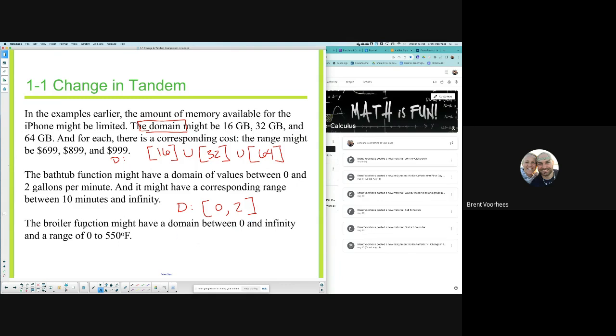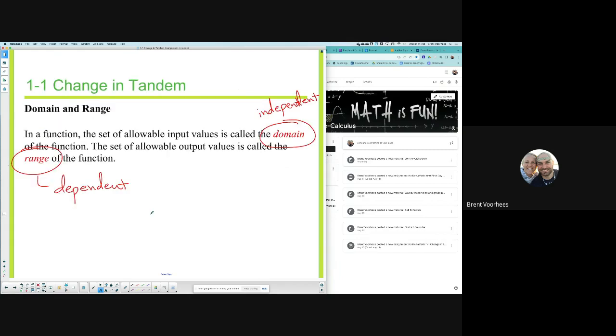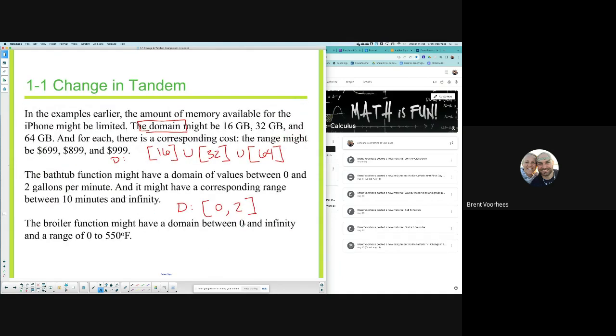Our last one, the boiler function. I remember we had the boiler that was getting hot. It might have a domain between 0 and 10. What it was, let me go back. We said the temperature depends on how much time it's been cooking. Okay, could I cook something for a negative amount of time? No. Could I cook it for 5 minutes?